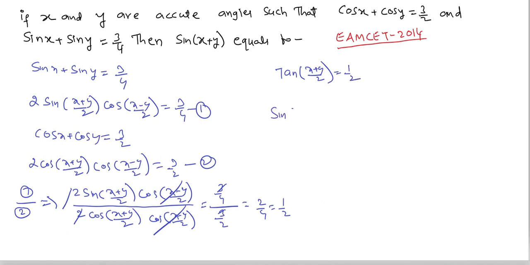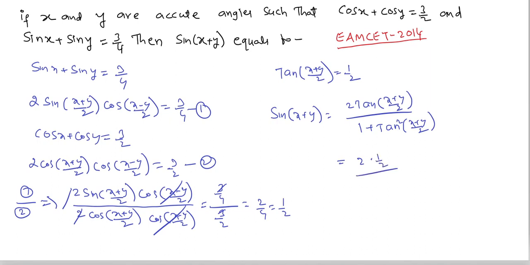Now we find sin of x plus y. Sin of x plus y is equal to 2 tan of x plus y by 2 by 1 plus tan square of x plus y by 2, equal to 2 into 1 by 2 by 1 plus 1 by 4, equal to 1 by 5 by 4, which is equal to 4 by 5. Therefore sin of x plus y is equal to 4 by 5. That is the answer.